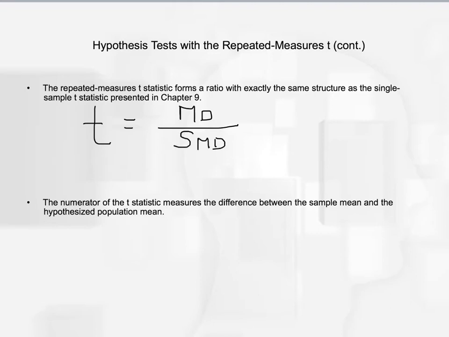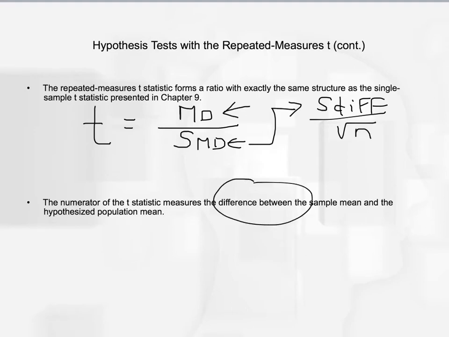When you're doing this type of research, you have to compute the mean difference. We'll give you an example in a minute. And then you have to compute the standard error of the mean difference. And that standard error of the mean difference will be the standard deviation of the difference scores divided by the square root of the sample size. So the numerator measures the difference between the sample mean and the hypothesized population mean.